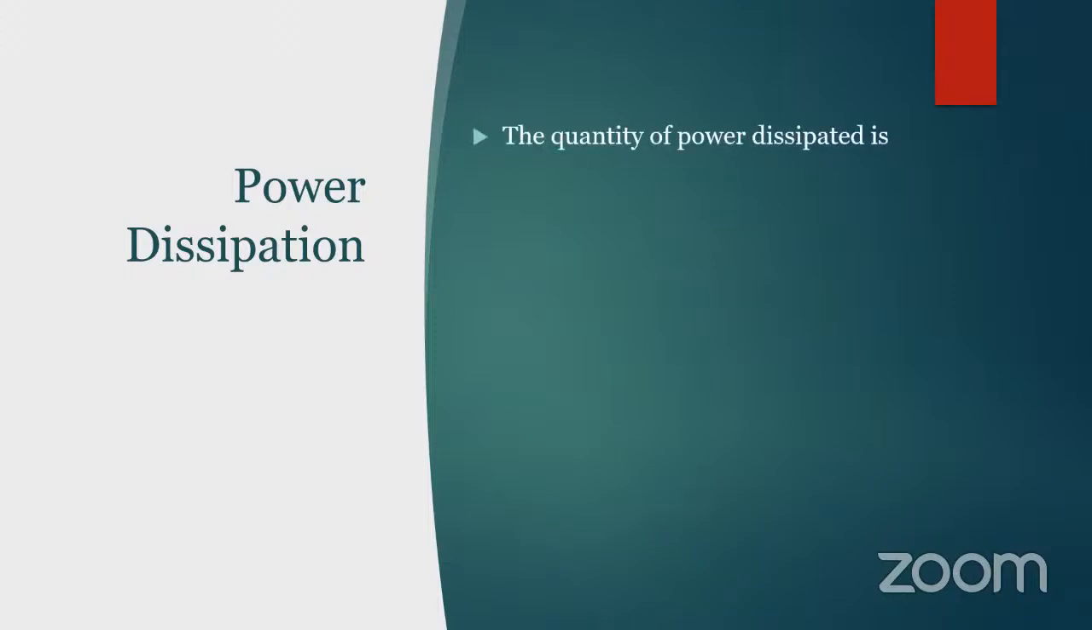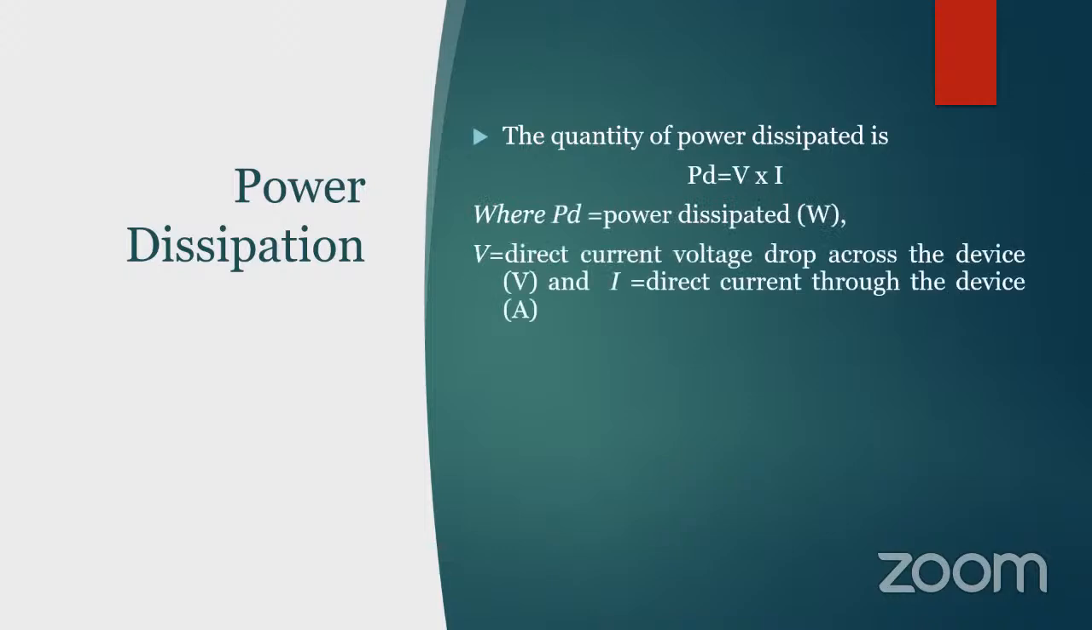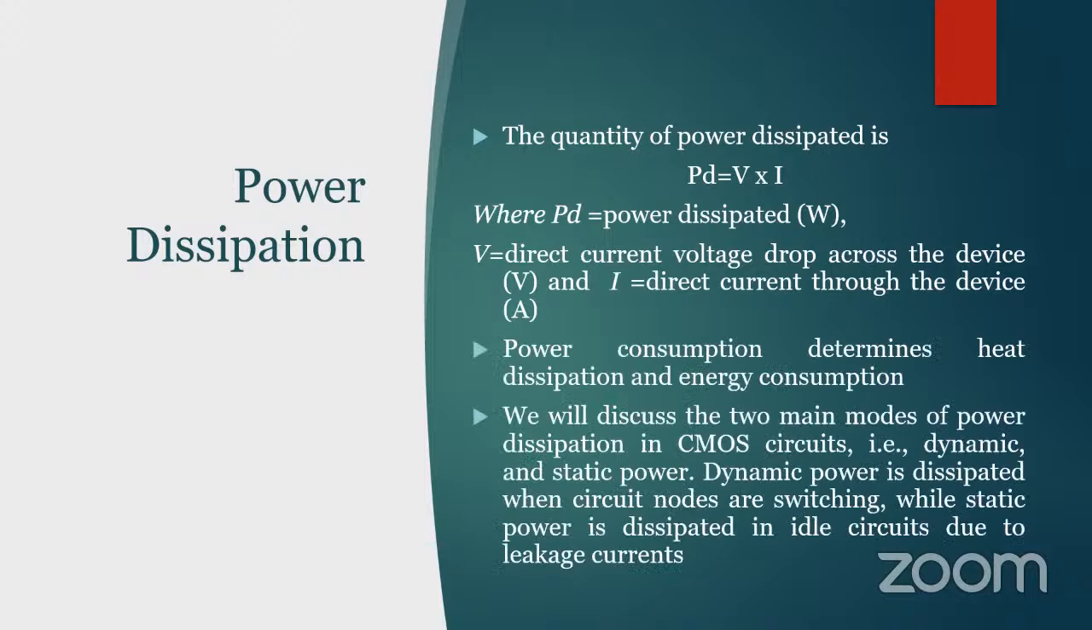Now, what is power dissipation? The quantity of power dissipated can be defined as V cross I. Here V is the direct current voltage drop across the device, and its unit is volt, and I is the direct current through the device, its unit is ampere. Power consumption determines heat dissipation and energy consumption.